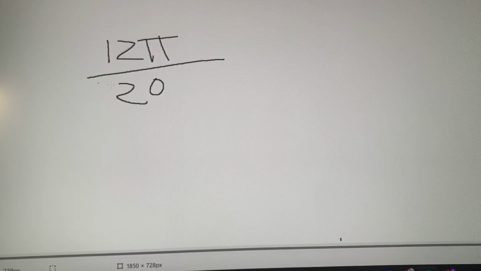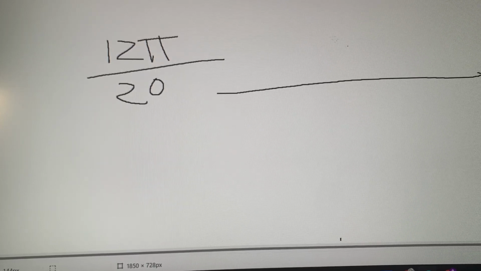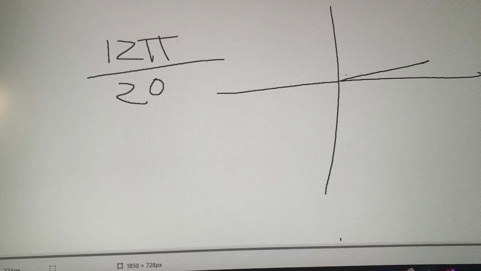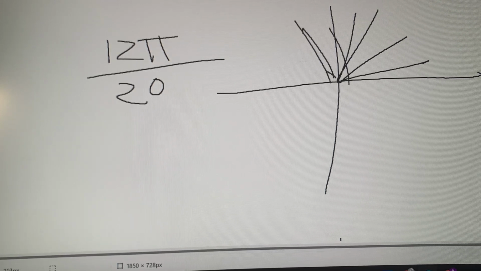Okay, let's do a bigger numbered question. So we have 12 pi over 20. To find the degrees of this, we're going to do the same thing. Visually, we're going to have 20 little angles going all the way up to 180. It's very messy, but you get the point. And out of these 20, 12 are going to be shaded. So since it's going up to 180, we're going to be dividing 180 by 20. When we divide 180 by 20, we're going to get an answer of 9.